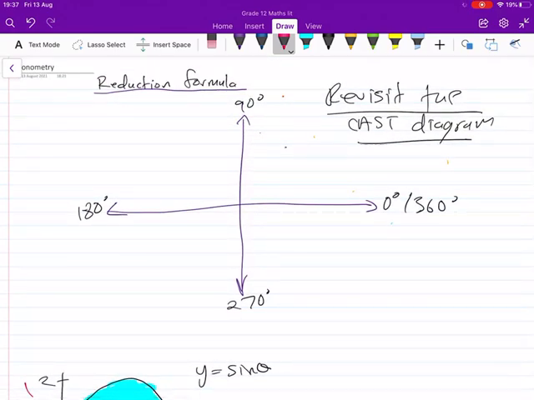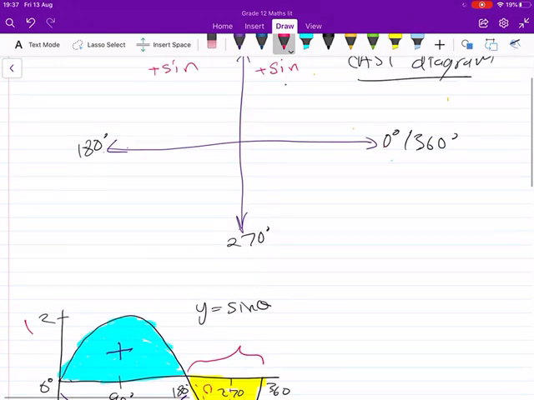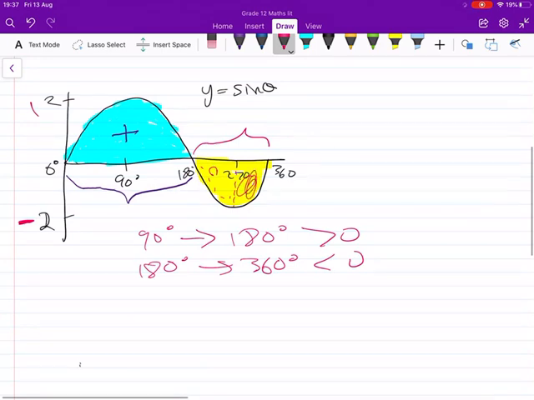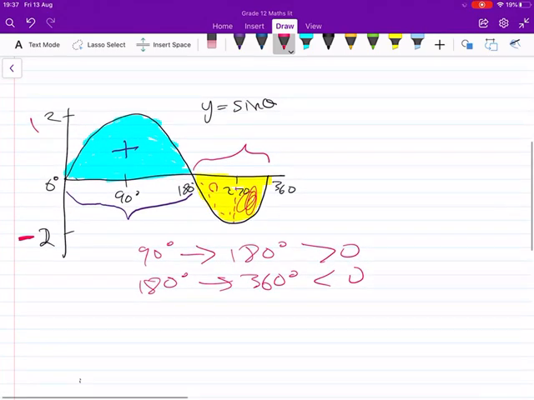Right, so what have we seen? Well, we have seen that sine is positive from 0 to 90 degrees. And of course, from 90 to 180, it is also positive. And from 180 to 270, this is where we're now at. From 180 to 270 is what? It is negative. And then, of course, from 270 to 360, it is also negative. I think that's an interesting way of looking at it. Okay.